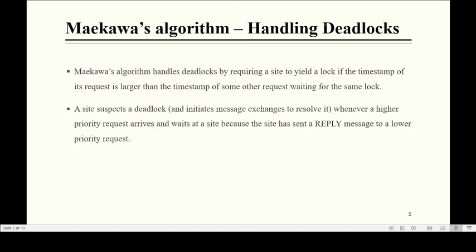Maekawa's algorithm handles deadlocks by requiring a site to yield a lock if the timestamp of its request is larger than the timestamp of some other request waiting for the same lock. A site suspects a deadlock whenever a higher priority request arrives and waits at a site because the site has sent a reply message to a lower priority request.